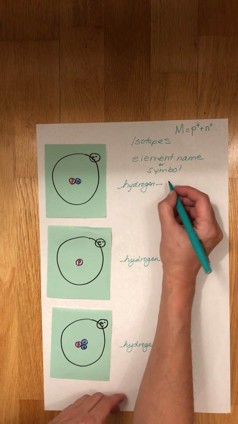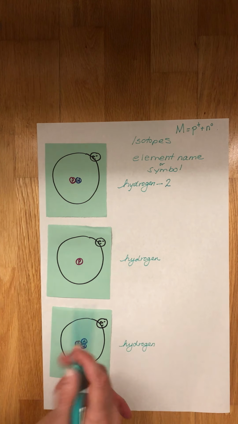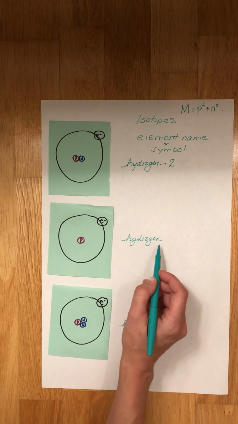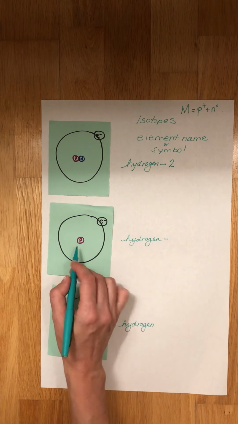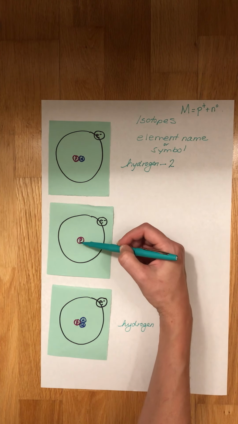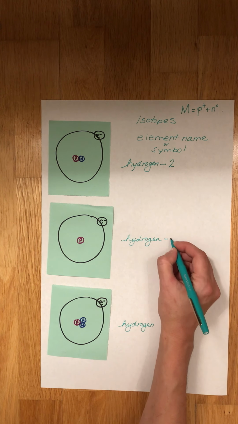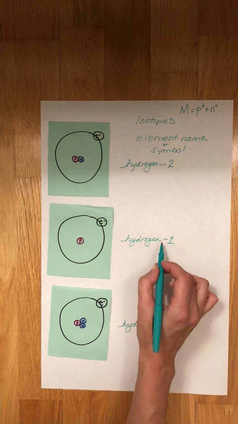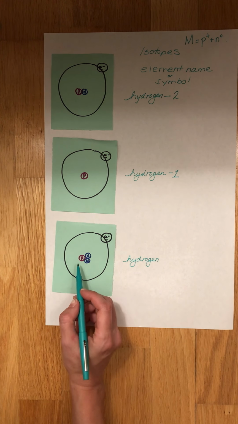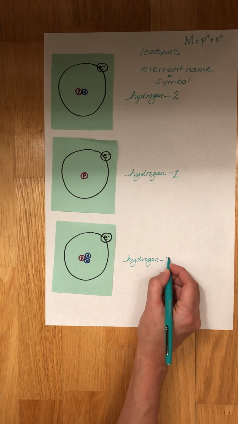So 1 and 1 make 2. So this is isotope hydrogen-2. This one over here is hydrogen, and I have no neutrons, so my neutrons are 0, and the number of proton particles I have is 1, so my mass is 1 plus 0, which is obviously just 1, so this is hydrogen-1. And then this last one here, same thing, I count up my particles, I have 1 proton and 2 neutrons, so that makes hydrogen-3.